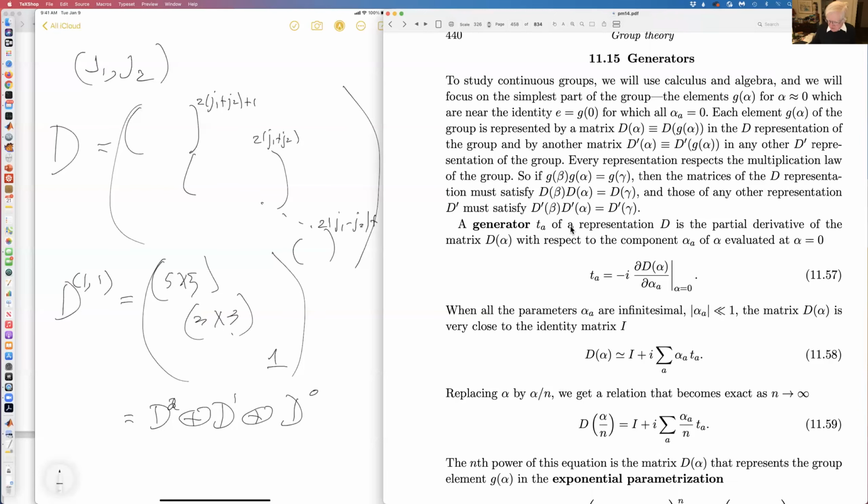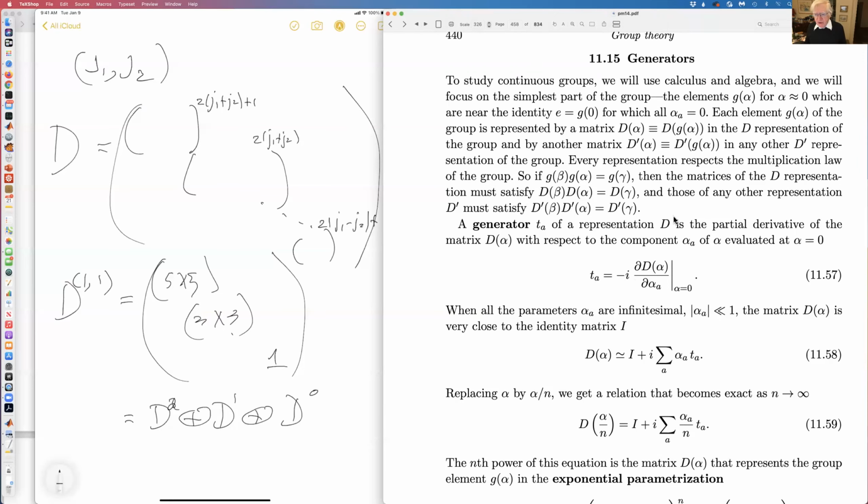First of all, we've seen these continuous groups that they depend upon continuous parameters, and they can be quite complicated. What's much simpler is the structure of the group near the identity, and in particular, what's called the Lie algebra.